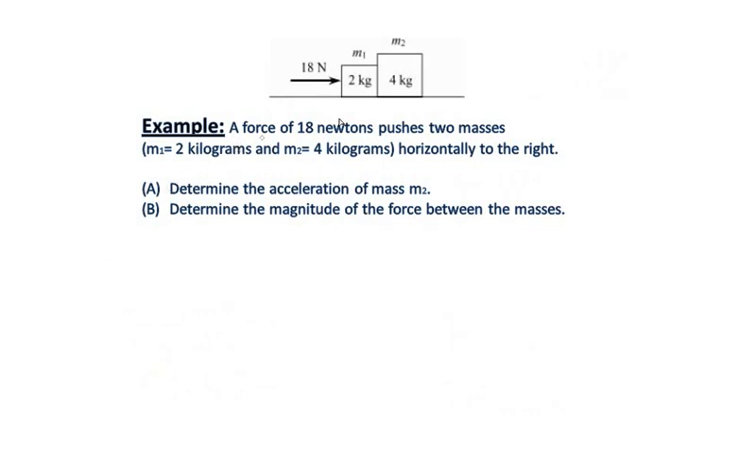A force of 18 newtons pushes two masses, M1 is 2 kilograms and M2 is 4 kilograms, horizontally to the right. Determine the acceleration of mass 2. As we discussed before, the acceleration of mass 1 and mass 2 is equal. So to find the acceleration, we use the first formula.